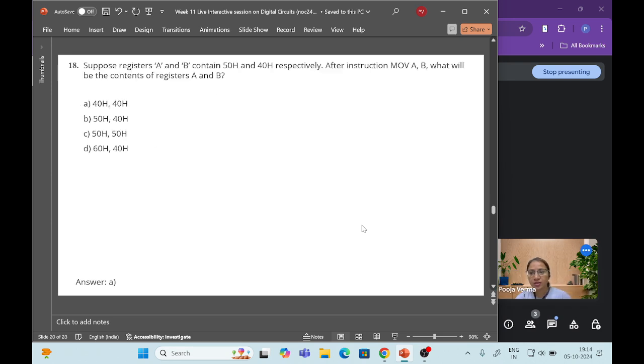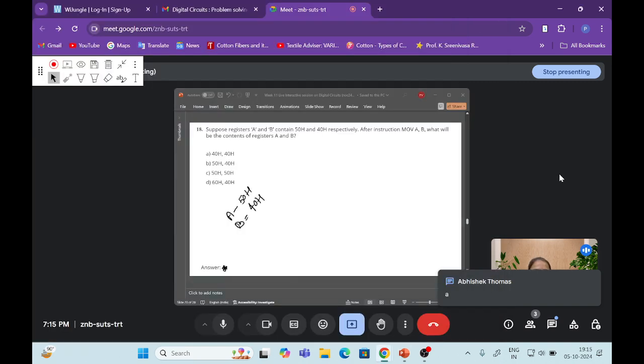The next question is: suppose registers A and B contain 50H and 40H respectively. After the instruction MOV A, B, what will be the content of registers A and B? Can you answer in the chat box? This one is a very easy one. Here, in register A the content is 50H, and in register B the content is 40H. Yeah, option A is the correct one.